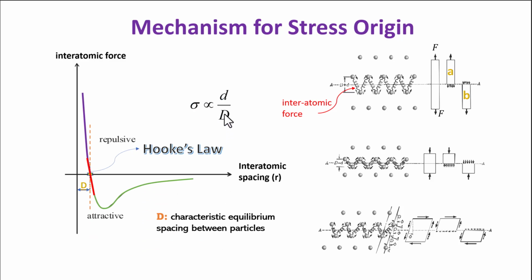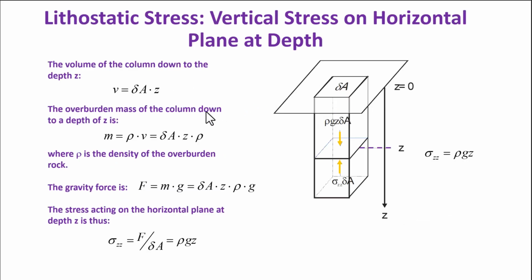As long as the change in spacing, small d, is small with respect to the characteristic equilibrium spacing, capital D, then the behavior is elastic. So the stress is actually linearly dependent on this ratio, which is the concept of strain that we will talk about later on. And this linear relationship is Hooke's law. So Hooke's law will hold. So this is the mechanism for stress origin.